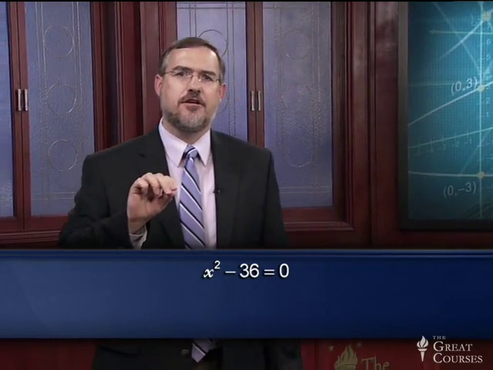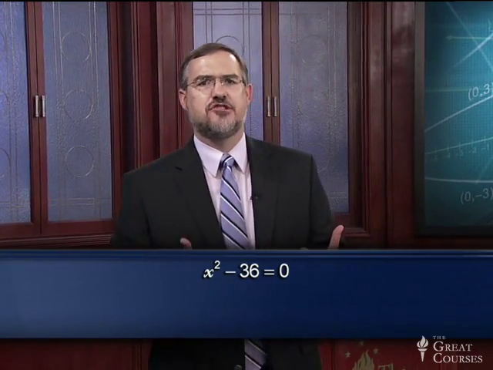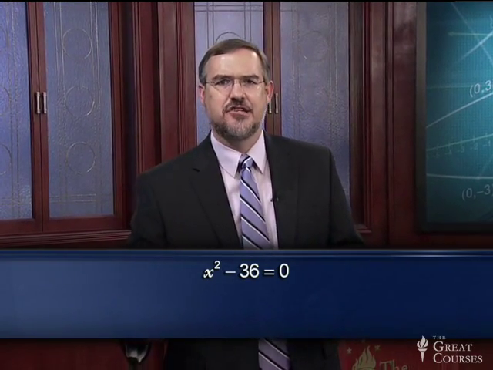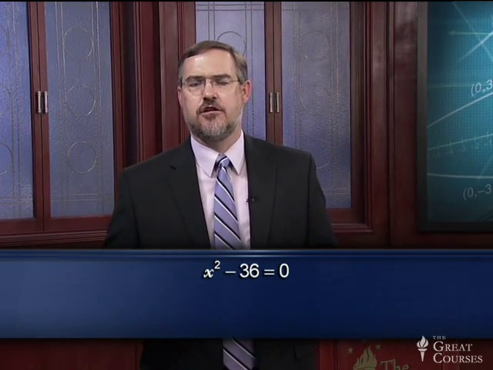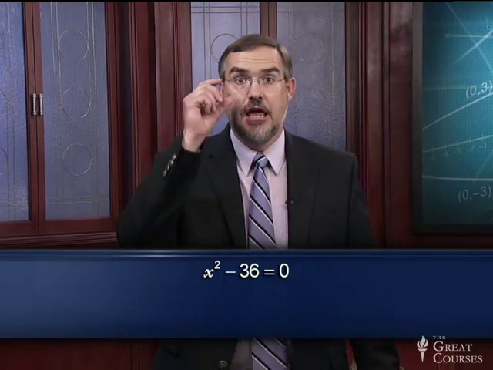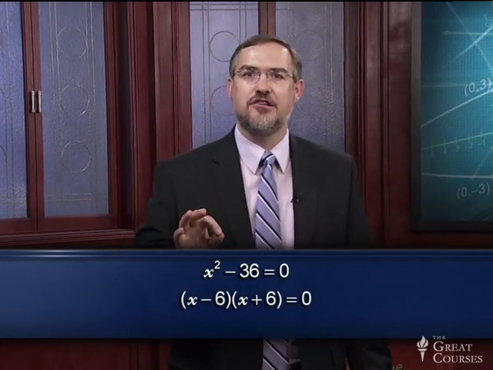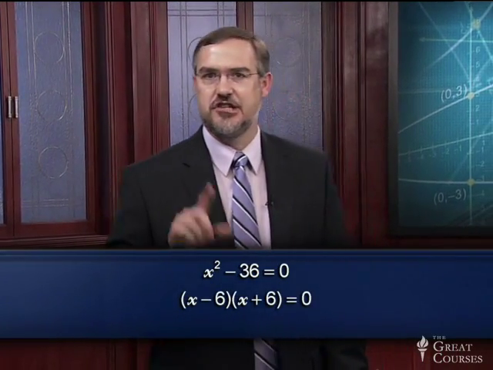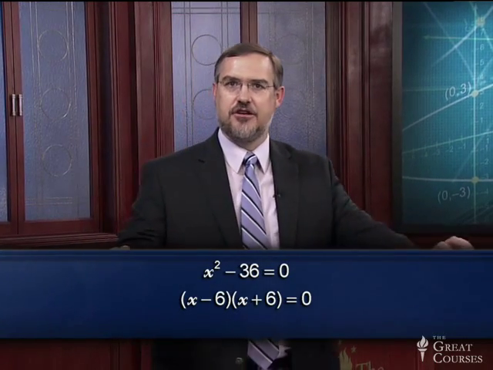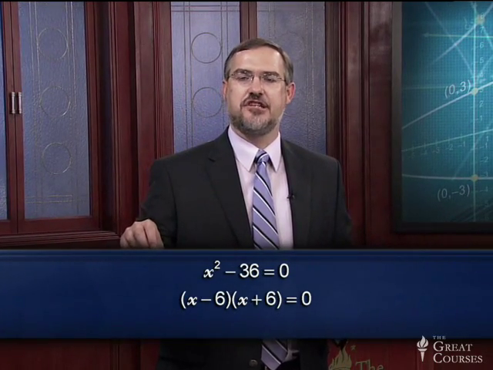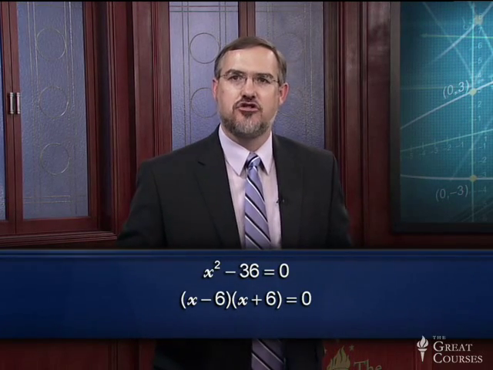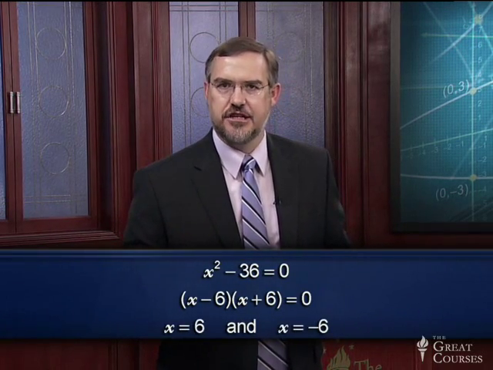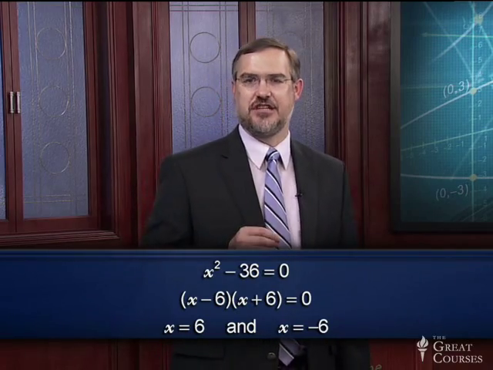Well, x squared minus 36 is a difference of two squares, so it factors as x minus 6 times x plus 6. And that means our equation, x squared minus 36 equals 0, can be rewritten as x minus 6 times x plus 6 equals 0. I split that into two equations, x minus 6 equals 0 and x plus 6 equals 0. And that means that my two solutions are x equals 6 and x equals negative 6.